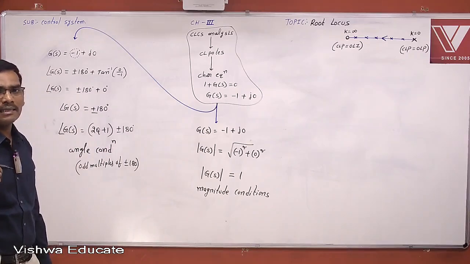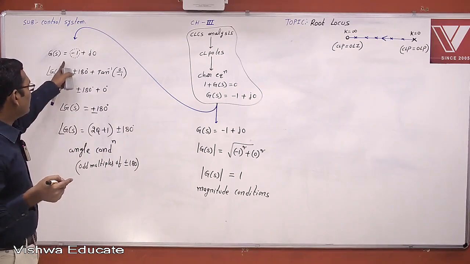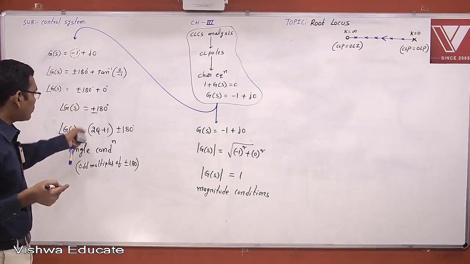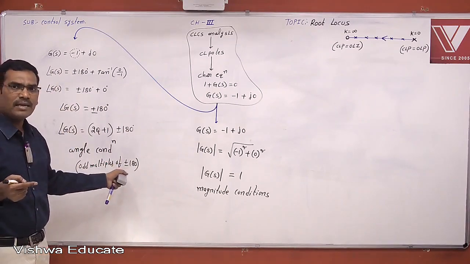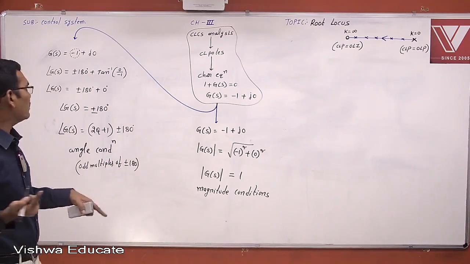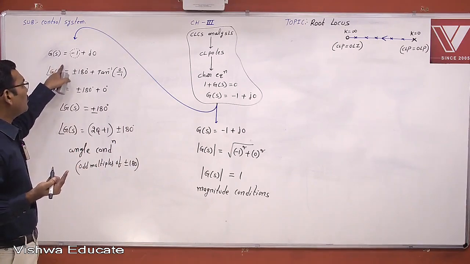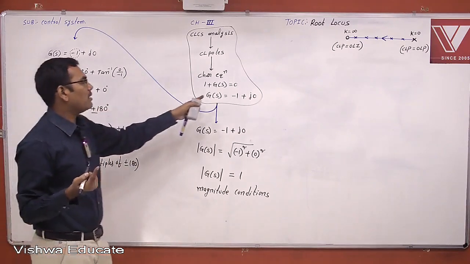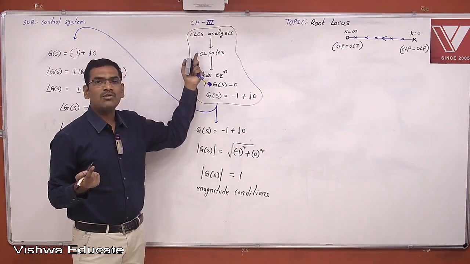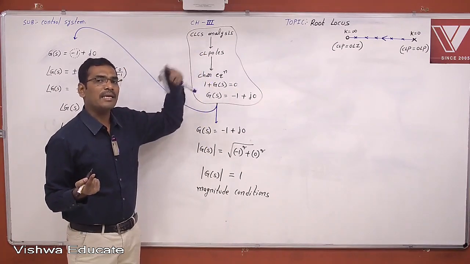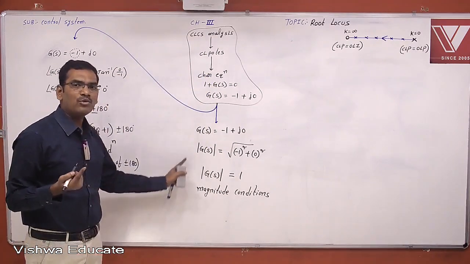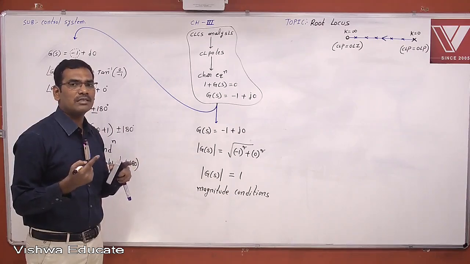Let us check another question also here. Sir, what if this angle of g of s is not equal to plus or minus 180 degrees, not an odd multiple of plus or minus 180 degrees? Then, students, it is not g of s equal to minus 1. If g of s is not equal to minus 1, it is not a characteristic equation. It is not a closed loop pole, and it is not the behavior of the closed loop control system. Understand? This is another way to check the relation between open loop and closed loop control systems.